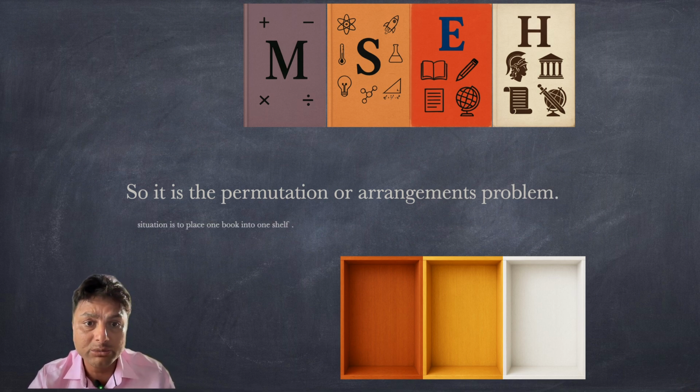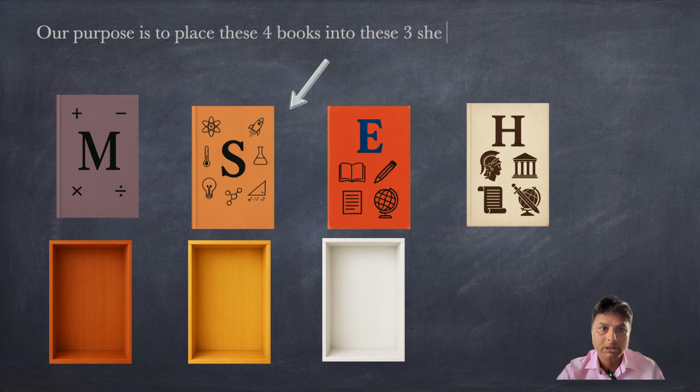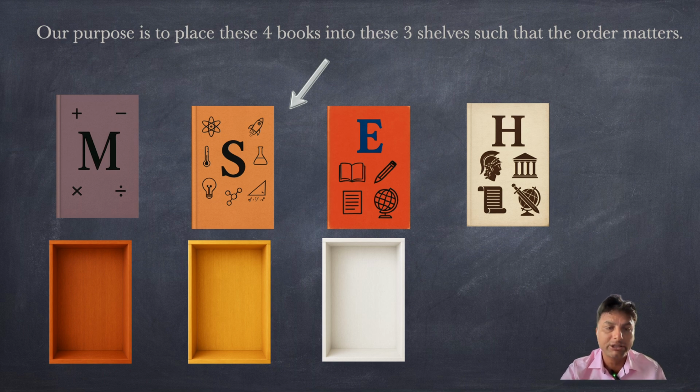Situation is to place one book into one shelf. Here order matters, which book stays where, so it is a permutation problem. Yes, we have already understood. Our purpose is to place these 4 books into these 3 shelves such that the order matters and only one book will go into one shelf at a time.